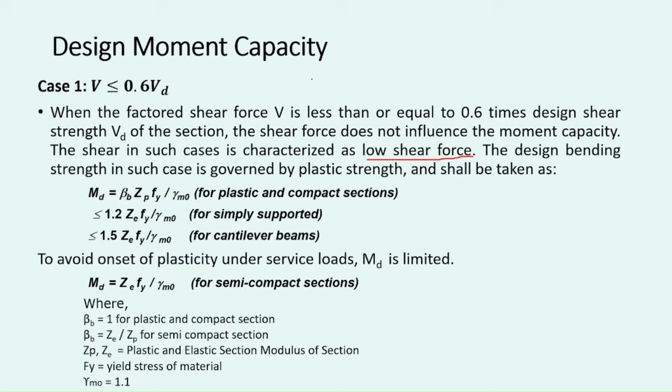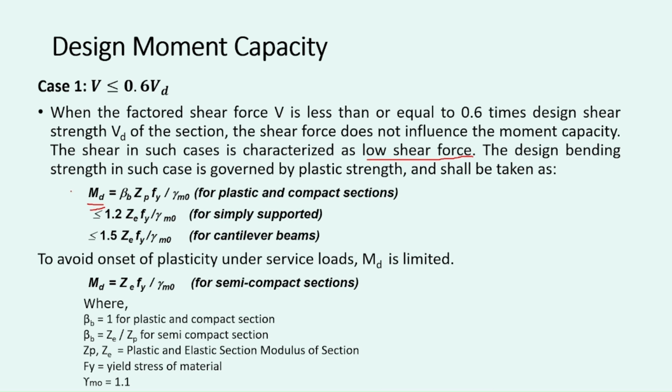So in the case of low shear force, whatever the moment capacity that I will get, I will not reduce that moment capacity because my shear force is low and it will not interact with my moment. So as per the code, whatever the moment capacity that we calculate as per the formula, we need to use it as it is. We should not reduce that moment capacity.